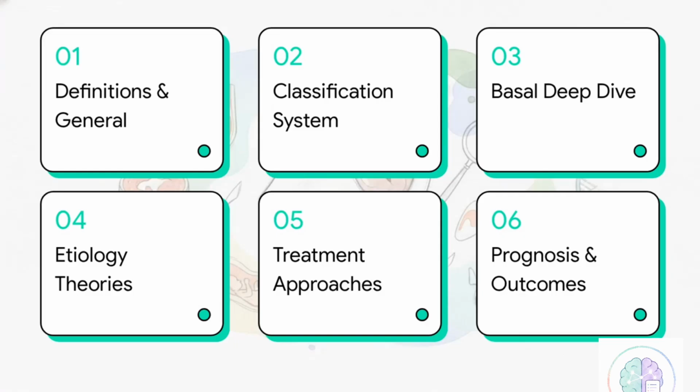Here's our roadmap for today to make sure we don't skip a single detail. 1. Definitions and general info. 2. The classification system. 3. A basal encephalocele deep dive. 4. Etiology theories. 5. Treatment approaches. And finally, 6. Prognoses and outcomes.